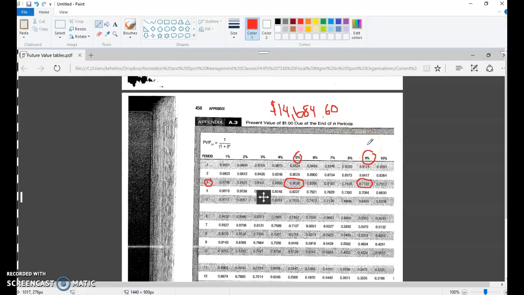And this 9% discount rate gives us a present value of 13,127.40. So you can see that as this discount rate goes up, the present value of money, of future money, becomes less and less and less.